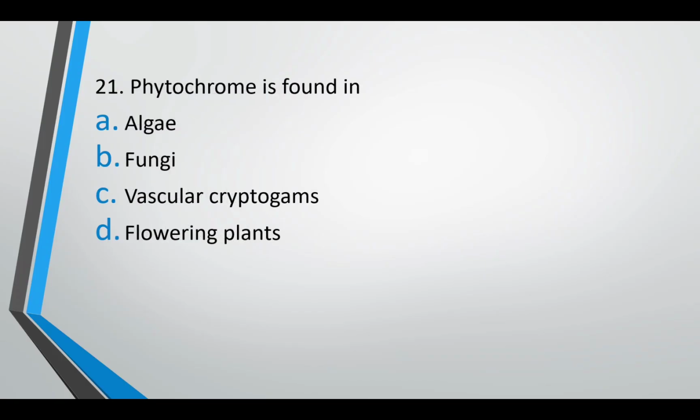Phytochrome is found in algae, fungus, vascular cryptogams, flowering plants. Correct answer is option D, flowering plants.